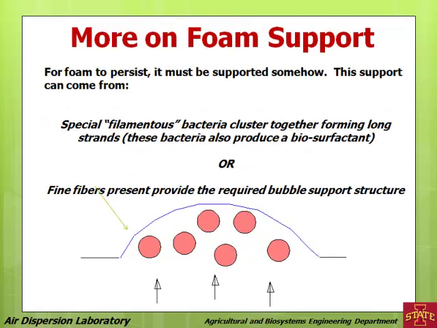For foam to persist, it must be supported somehow. This support can come from what's called filamentous bacteria. So there's been quite a bit of research looking at foaming manure and the bacteria colonies that exist there. And there's this special class called filamentous bacteria. They also will produce a surfactant on rapid growth. Or a foam bubble can be supported by fine fibers of some kind.